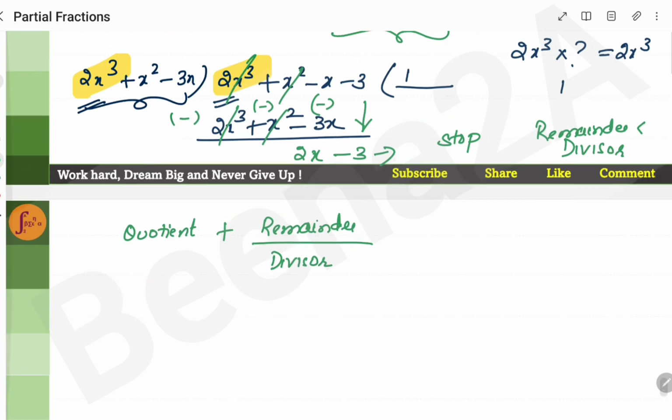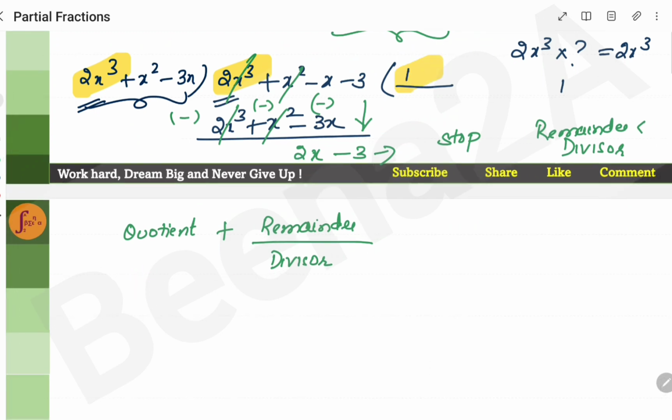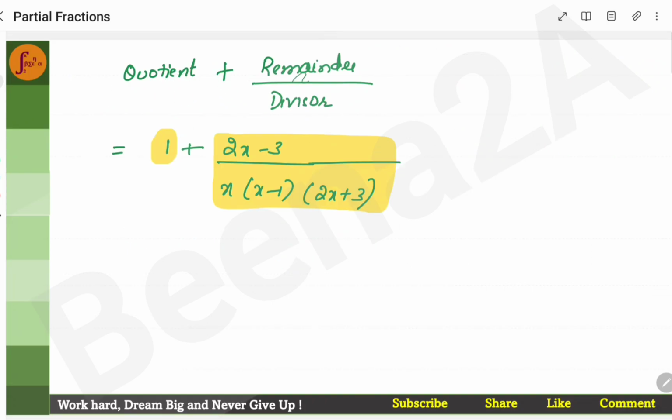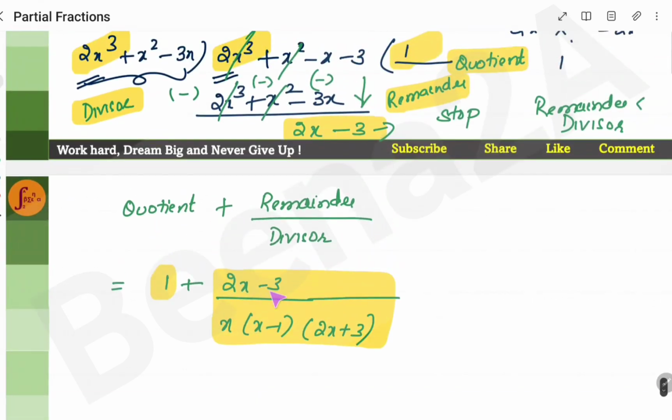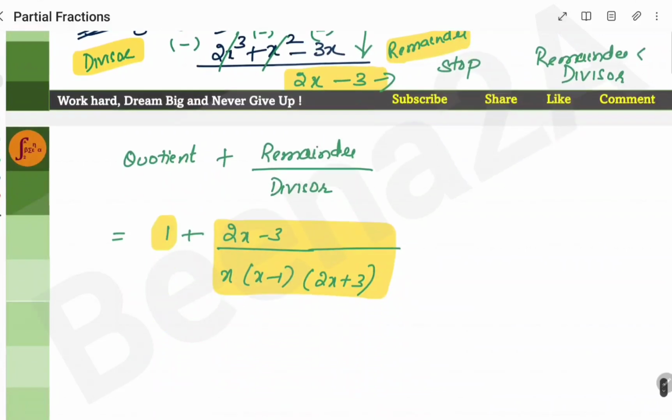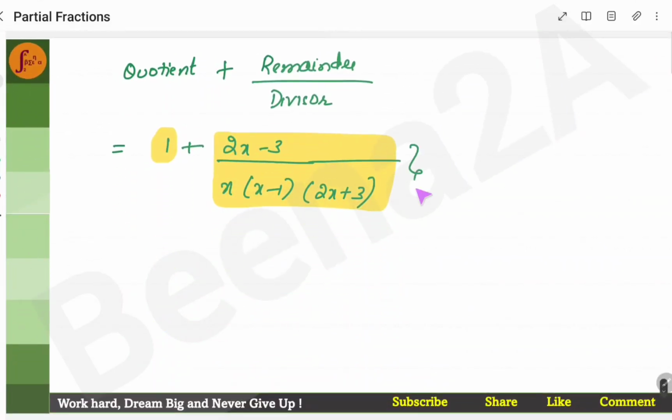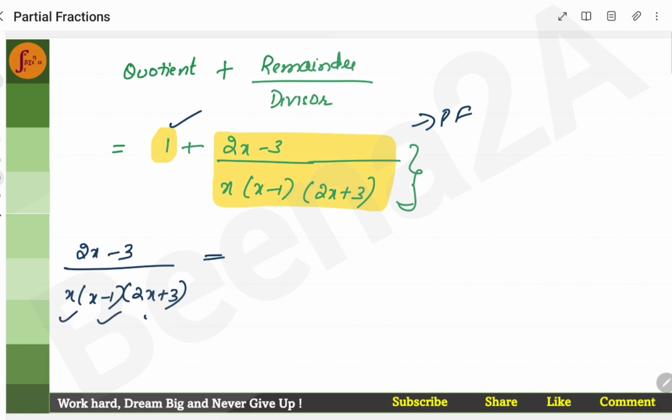So now I have to write it in this form. What is quotient? This is quotient. This is remainder. So now instead of quotient I put 1. Instead of remainder I put this 2x minus 3. Instead of divisor I put the original divisor, which is this one. Now I will find partial fractions for this, and then add it with this quotient. So let me write this. Now I have 3 denominator terms, so I have to have 3 fractions, A, B and C. Because I have 3 denominator terms: x, then x minus 1, then 2x plus 3.